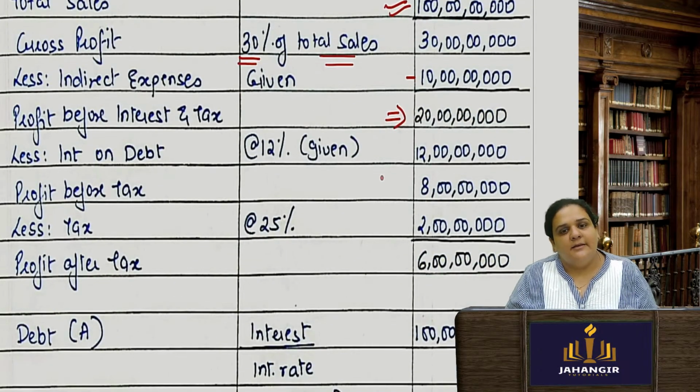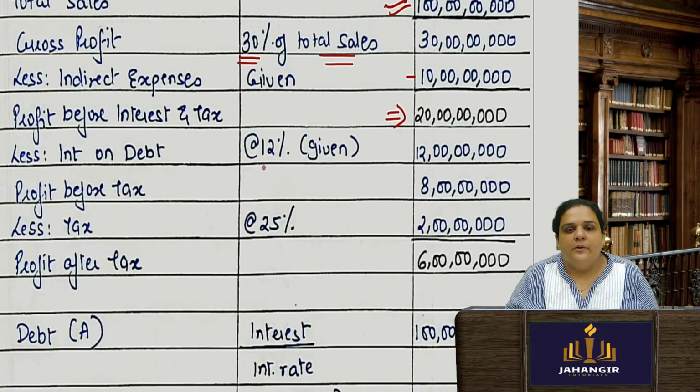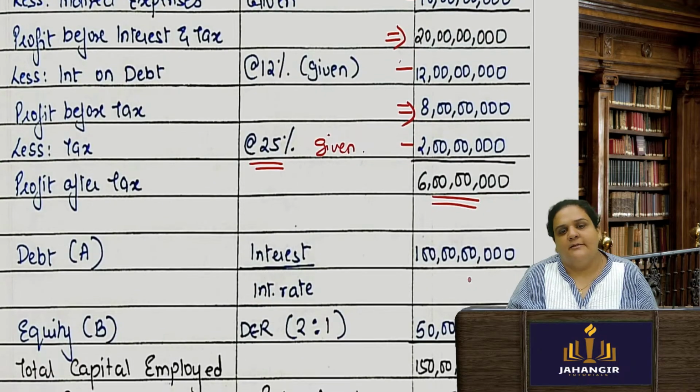Less interest on debt. Even that they have calculated. See, interest amount 12 crore. Interest rate is 12%. Very good. Profit before tax 8 CR. Less tax 25%. Again this is given to me. So 2 CR. Profit before tax is 8 CR, minus 2 CR. 6 CR is my net profit after tax.